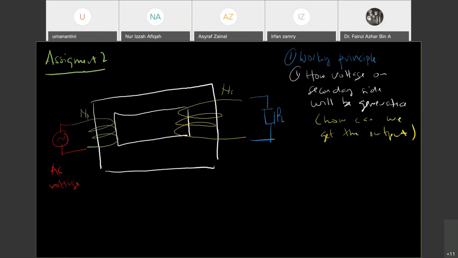Some of the questions are discussed in the book, so you can directly take the information from the book. So first is the working principle, but the important thing is how the system works. So how can we get the output? It depends on the particular system.